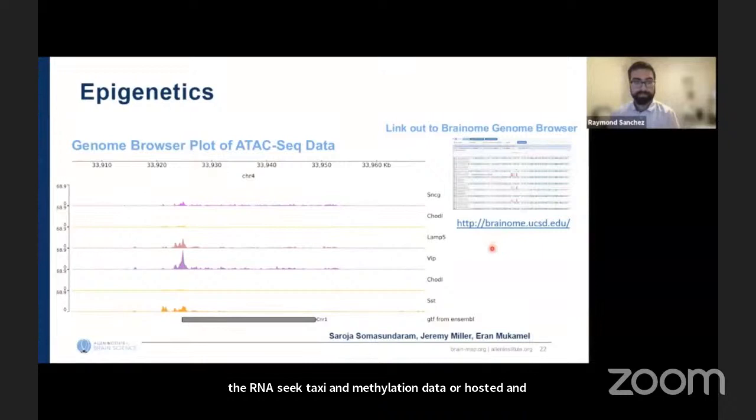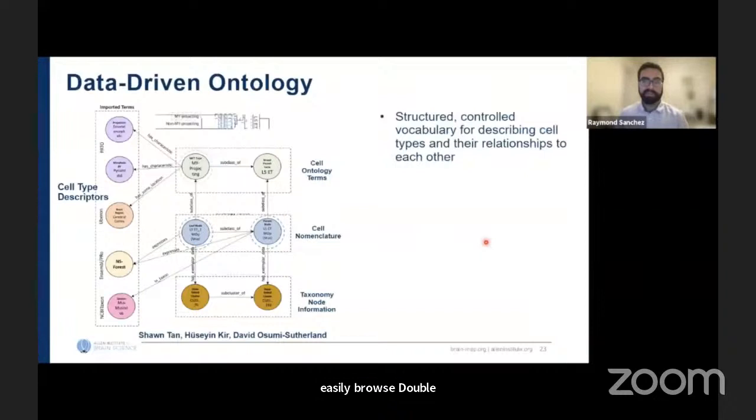Finally, I just want to highlight one last thing that really is the engine underlying a lot of what cell type cards and cell types explorer can do, and that's this data-driven ontology. An ontology is essentially just a structured controlled vocabulary that allows us to relate concepts about cell types and their relationships to each other in a machine readable way.